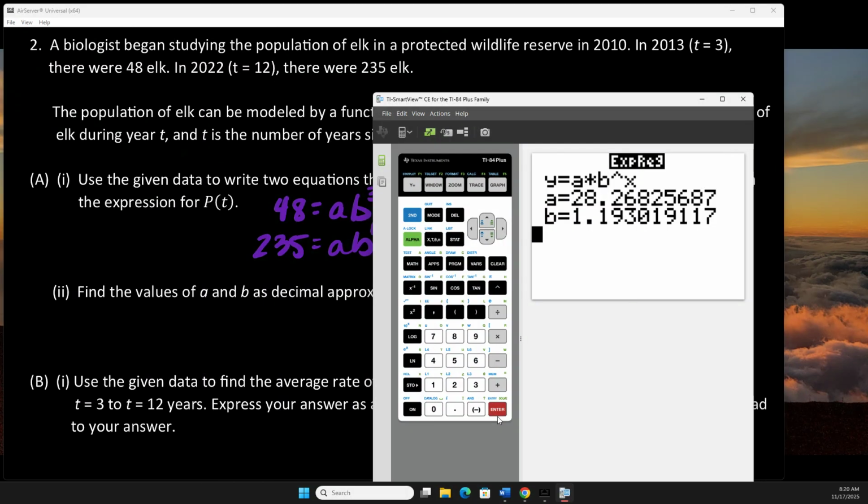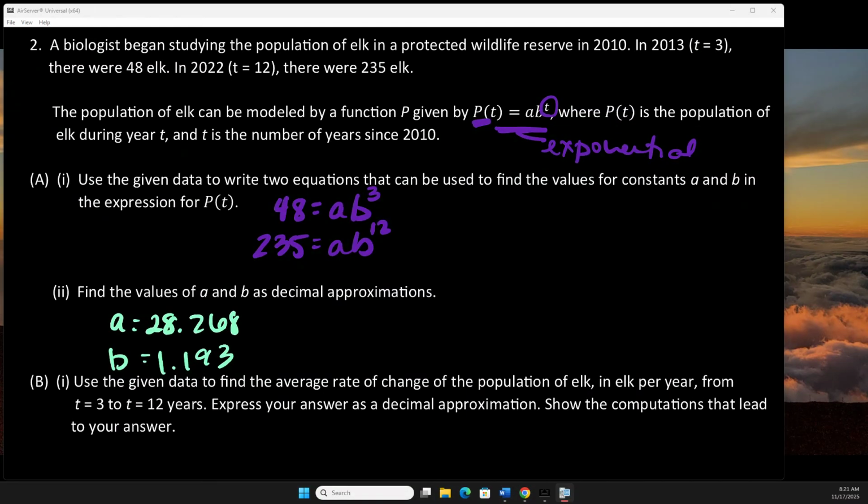Okay, and then they don't want you to do anything fancy here, really. They just want you to say a is 28.268 and b is 1.193. And you can go to more decimal places if you want.